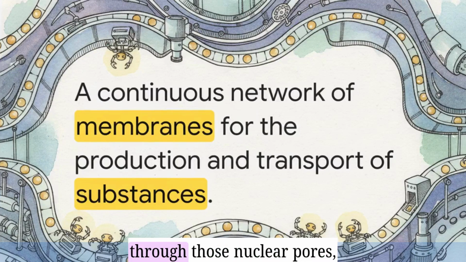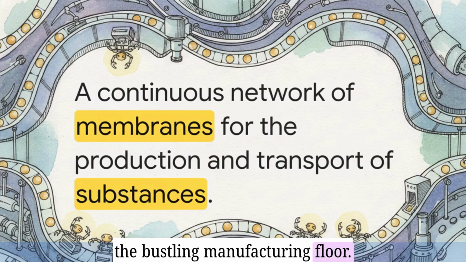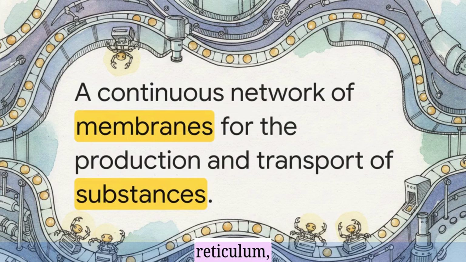Moving right along, let's hit stop number 2, the production line, the ER. Stepping out of headquarters through those nuclear pores, we land right on the bustling manufacturing floor. This is the endoplasmic reticulum, or ER for short. The ER is this massive, continuous network of membranes. If the nucleus is the CEO giving the orders, the ER is the actual production line where the factory's products are assembled, modified, and prepped for shipping all over the cell.